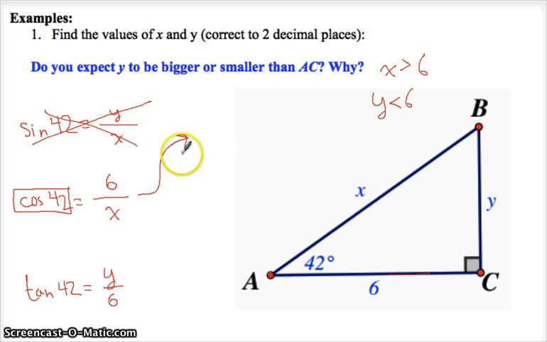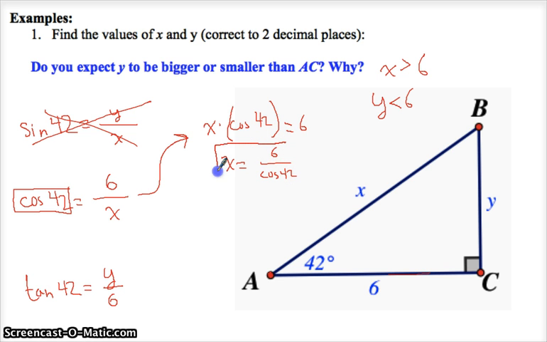Let's multiply both sides of this equation by x. So I would get x times the cosine of 42, and I think of cosine of 42 as kind of one number, like this thing in the box. That's okay. And that's going to equal 6 if I multiply both sides by x. Then to get x by itself, I would divide both sides by the cosine of 42. So x equals 6 divided by the cosine of 42.